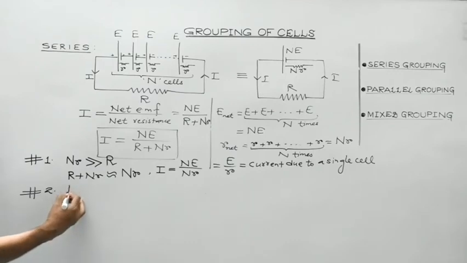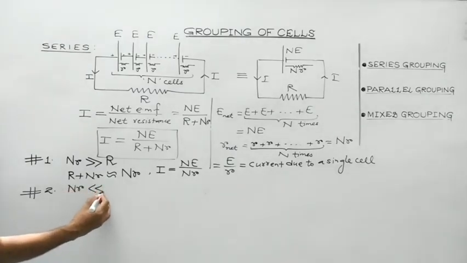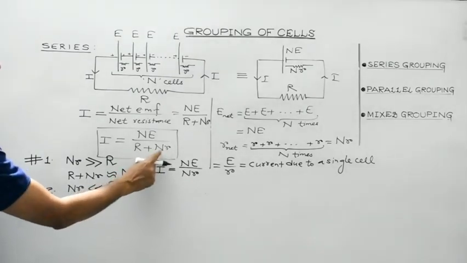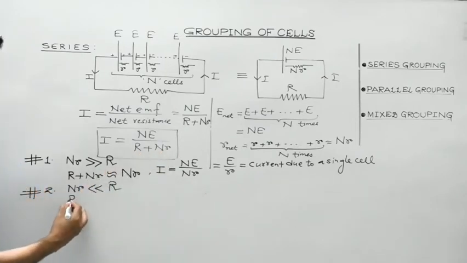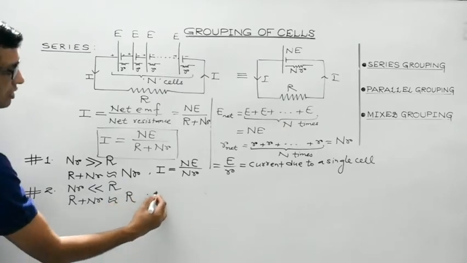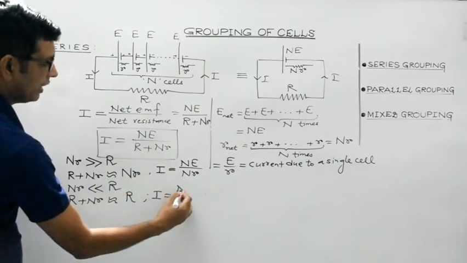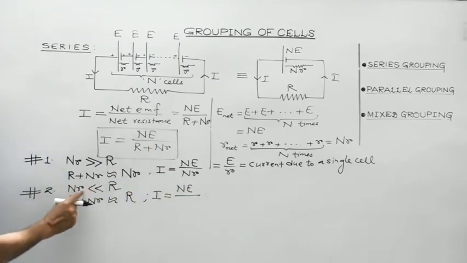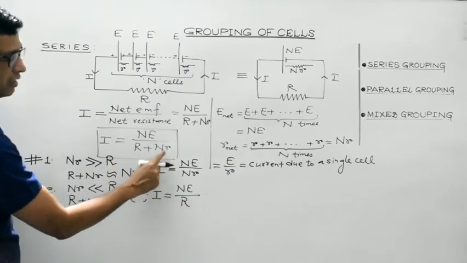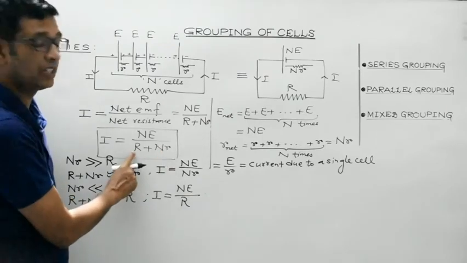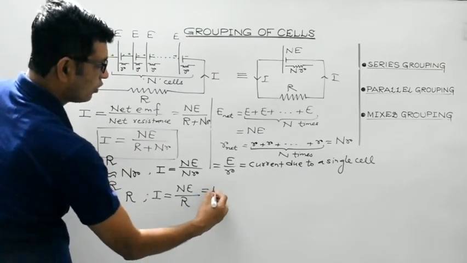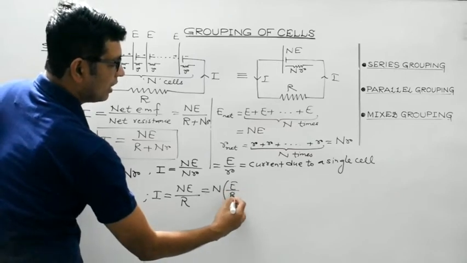Now let's consider when the net internal resistance is negligible as compared to the net external resistance. Now, net internal resistance being negligible, nr can be neglected. Therefore, R plus nr may be approximately written as R. So in such a case, the current would be equal to nE divided by R, since this nr is infinitesimally small as compared to the external resistance, so it can be neglected. We'll be left with only R in the denominator.